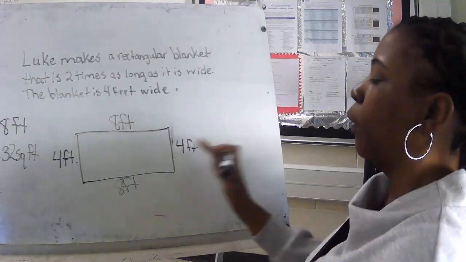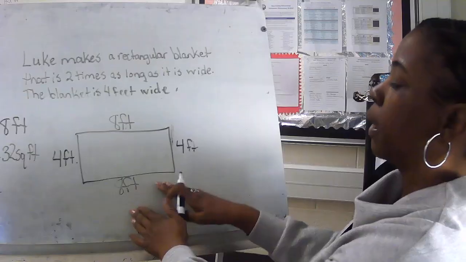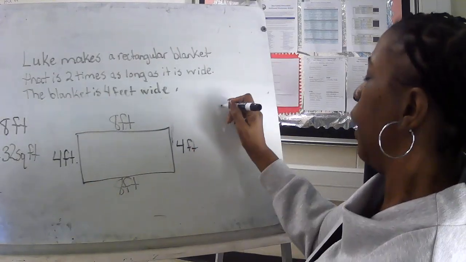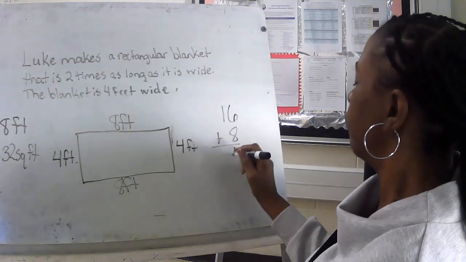Okay, perimeter, we're going to add up all of the sides, side plus side plus side plus side, or length plus width plus width. So we know 8 plus 8 is 16, plus 4 plus 4 is 8. That's 24.